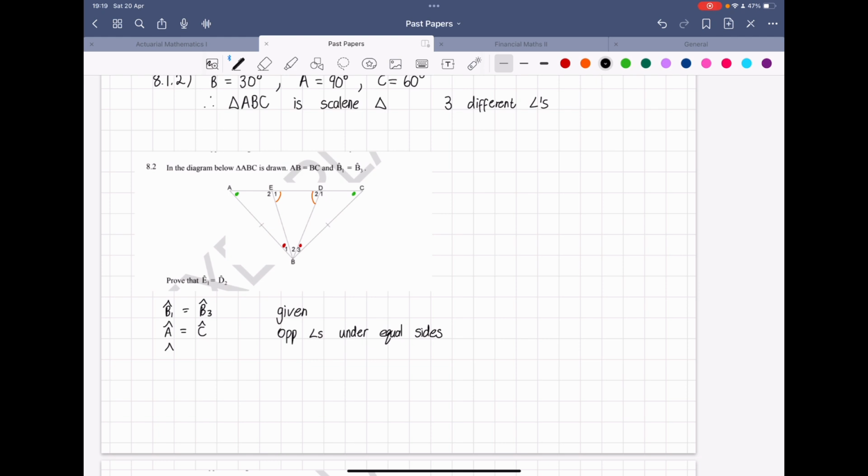So angle E1 is equal to angle A plus angle B1, and that's exterior angles. And then similarly, angle D2 is equal to angle C plus angle B3. Therefore, angle E1 is equal to angle D2.